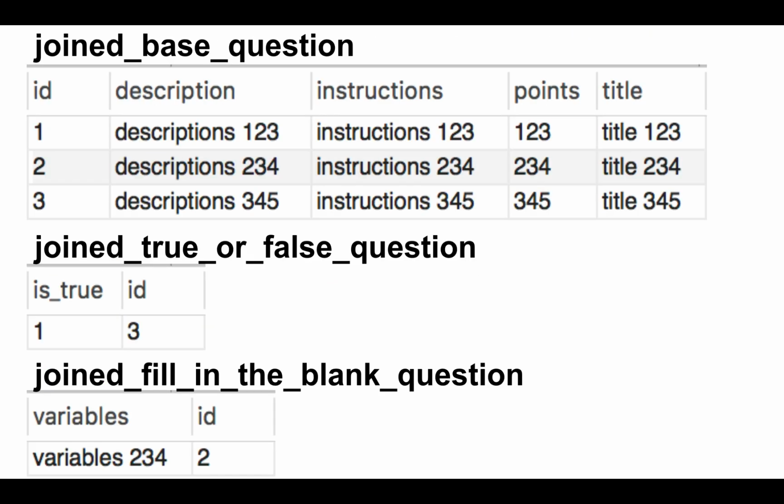The other strategy. Here's just an example of creating three base questions with the values 1, 2, 3. And here we have two questions: one true/false, and another one fill in the blanks. Notice that the IDs 3 and 2 match the 3 and 2 from the base question up there. Okay.